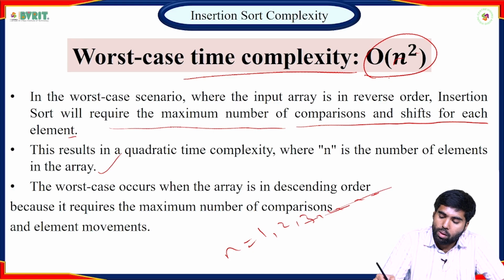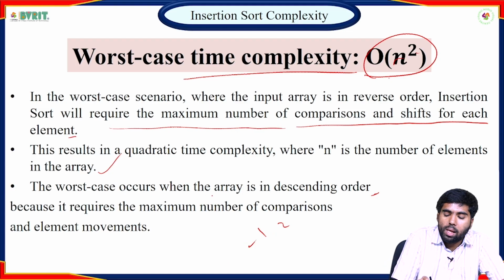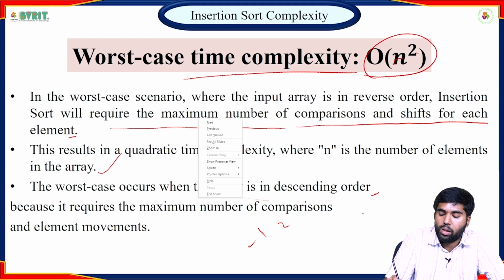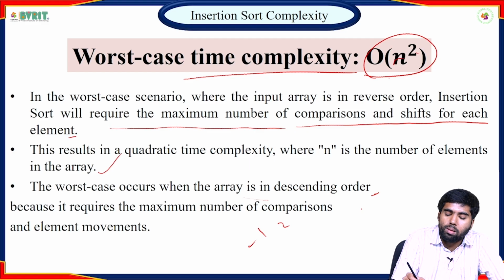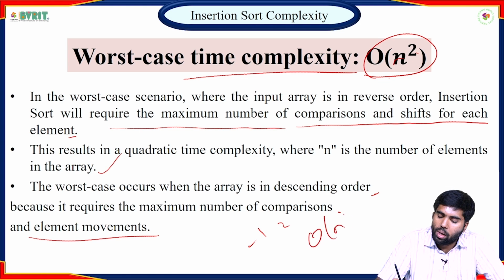Sorry guys. Then we see that the worst case occurs when the array is in descending order. Very true, because it requires the maximum number of comparisons and element movements, right? So this is the O of n square.